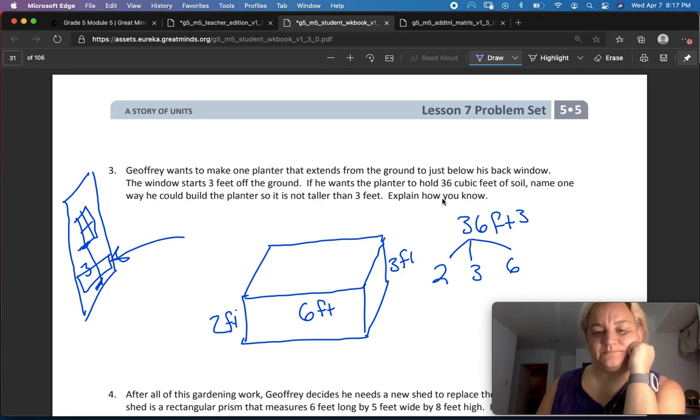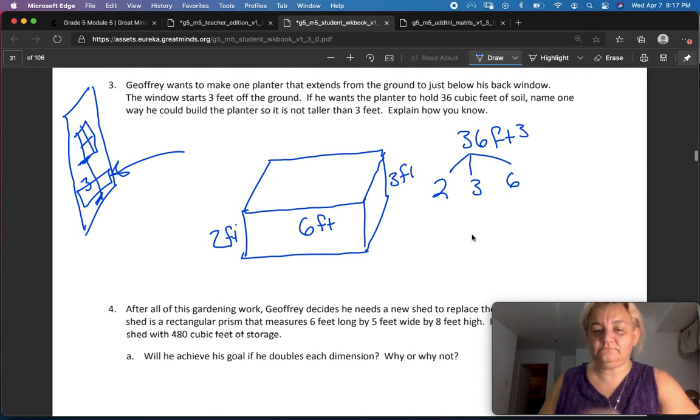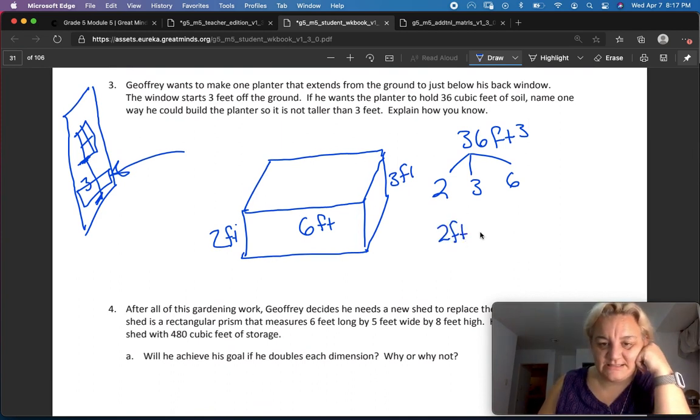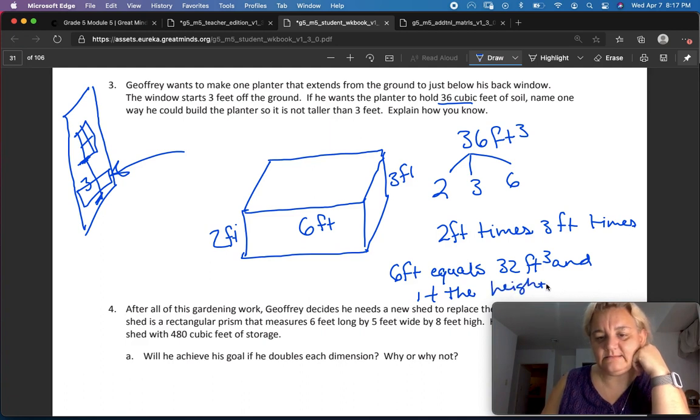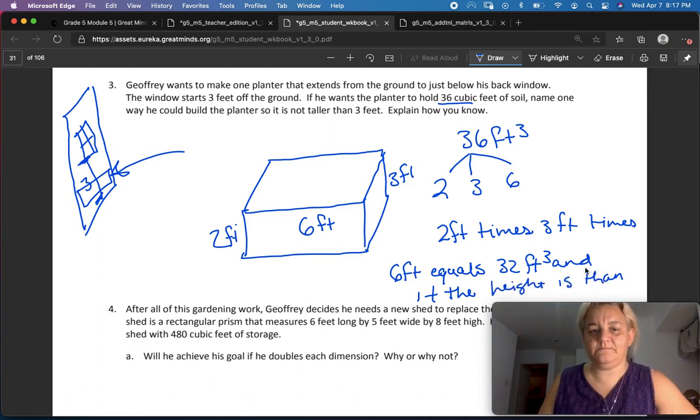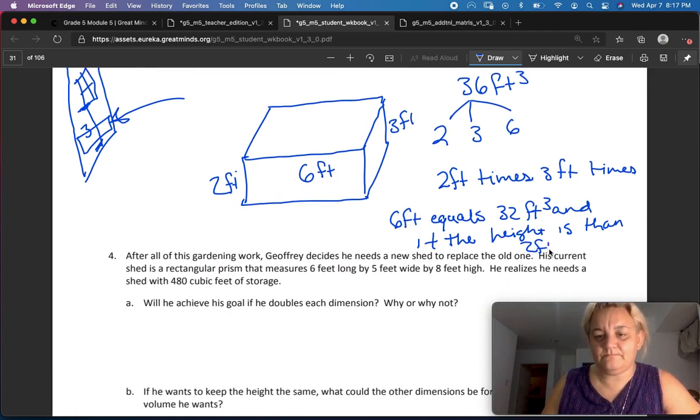Great. Explain how you know. Well, 2 feet times 3 feet times 6 feet equals 36 feet cubed, which is our volume. That's the volume he was looking for. And if the height is less than 2 feet, it won't pass the window.